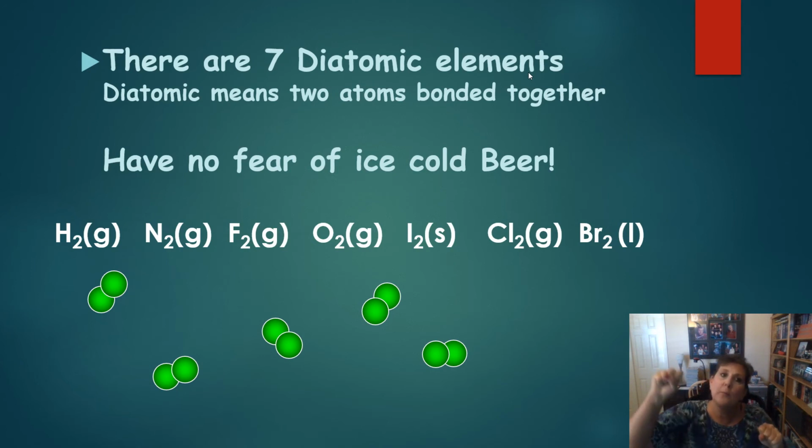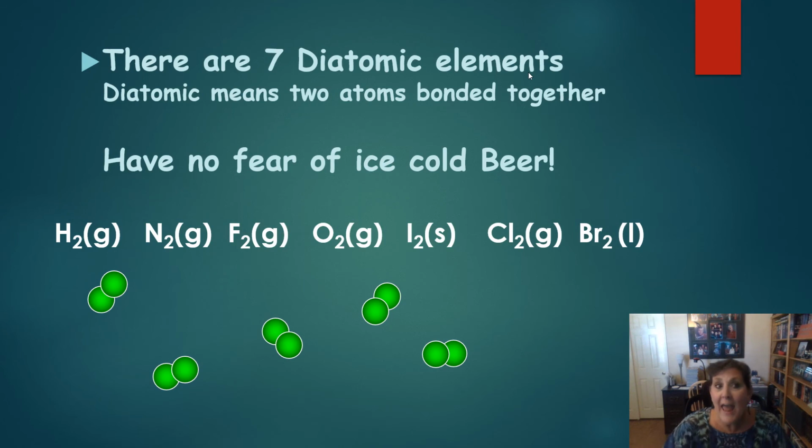So in other words, they don't like to be alone as atoms. They like to be bonded with 2 atoms together. So a way to remember your 7 diatomic elements is the silly thing, have no fear of ice cold beer. Have no fear of ice cold beer.